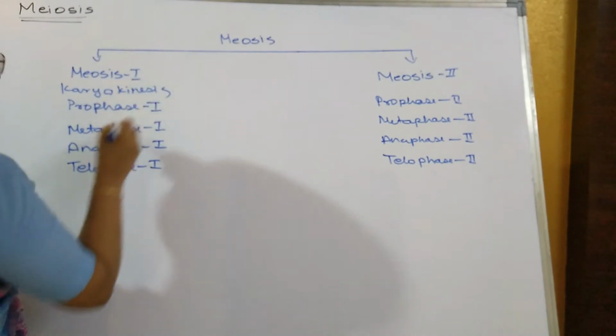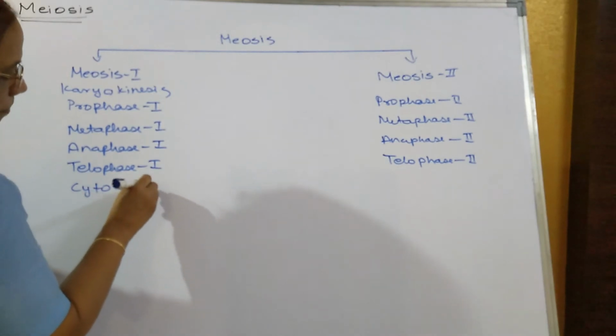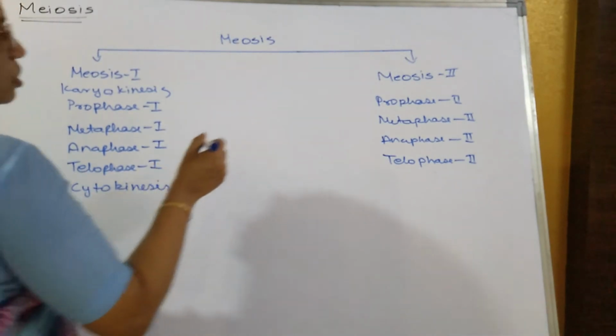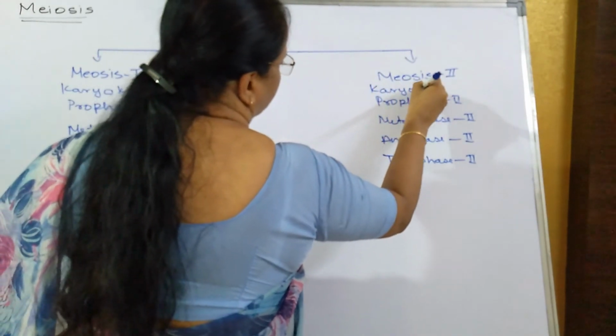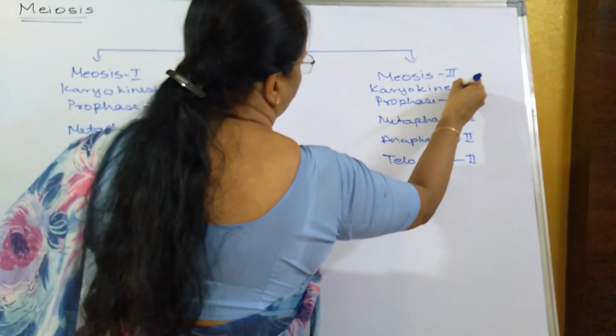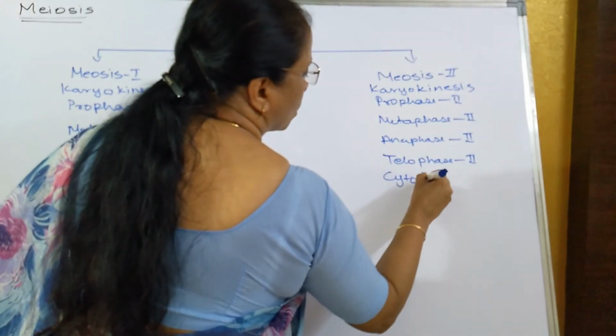And after telophase it ends with cytokinesis. In the same way, meiosis 2 also starts with karyokinesis, and after telophase it ends with cytokinesis.